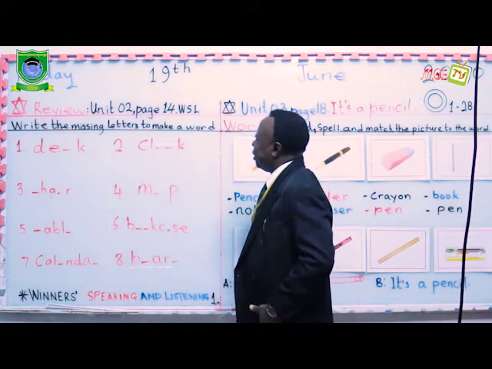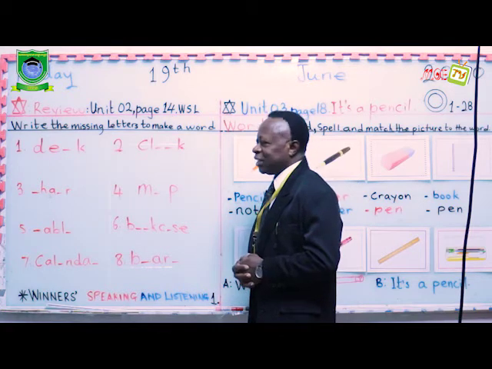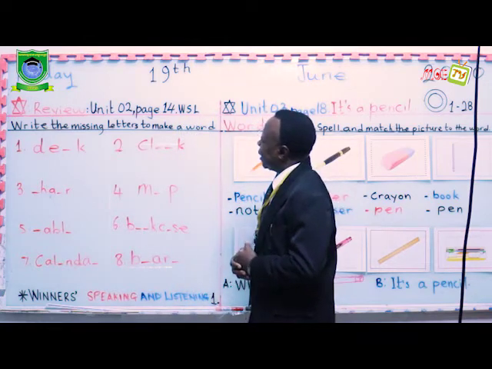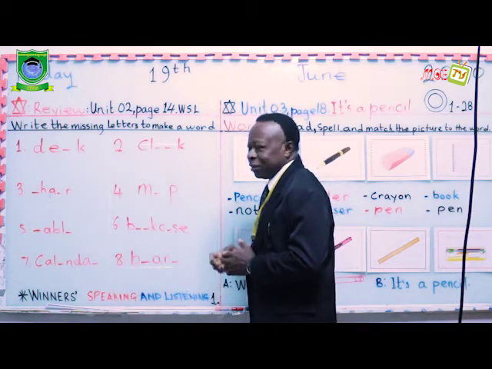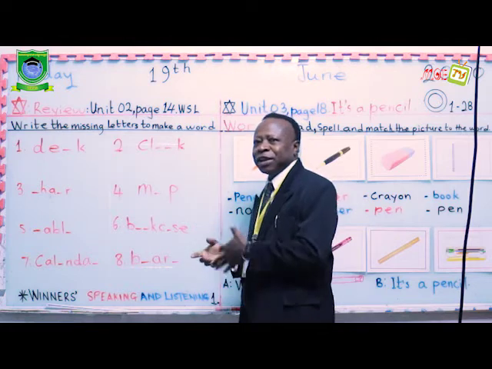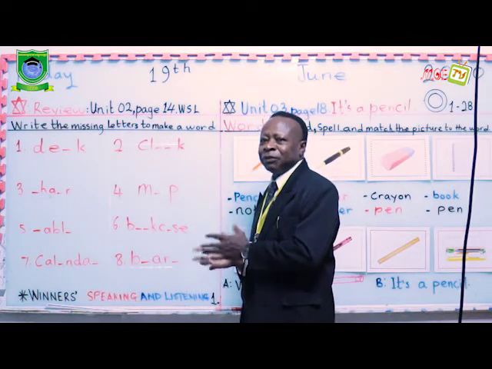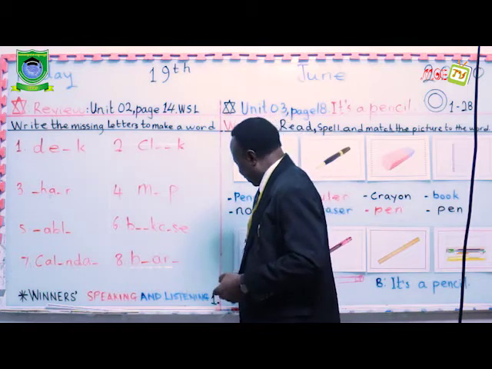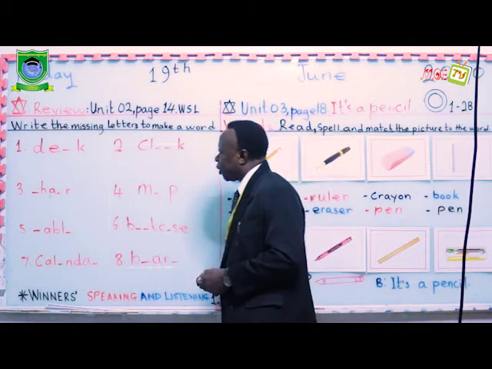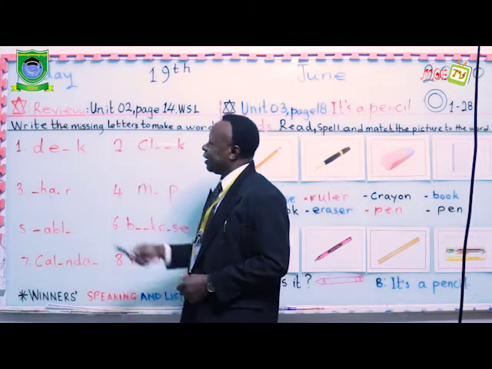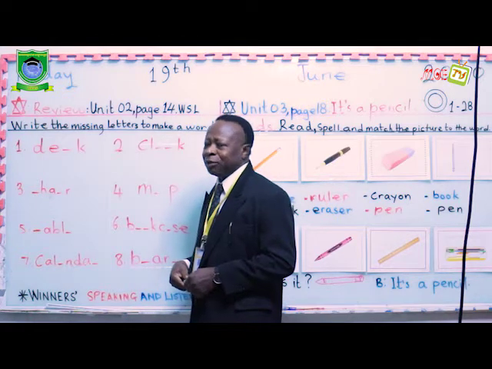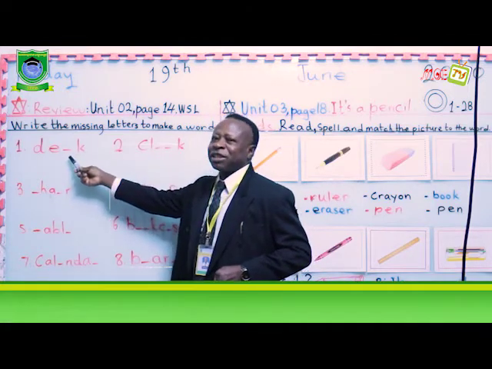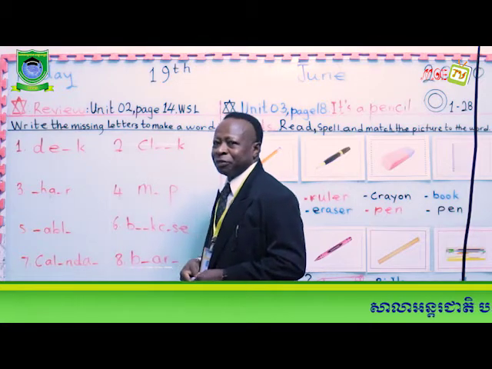Here we are. Review. Unit 2, page 14. Winners Speaking and Listening. Write the missing letters to make a word. So we are going to fill in the blank spaces with different letters for each word to be completed. Just follow me on this whiteboard. Previously we've studied these words already. Just think about what letter is missing in number one.